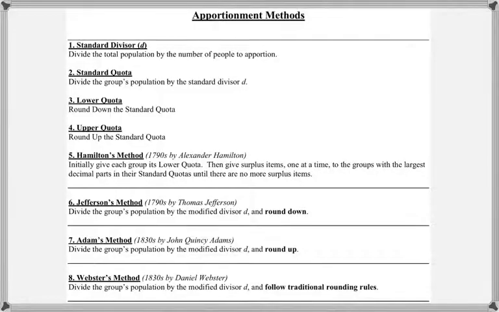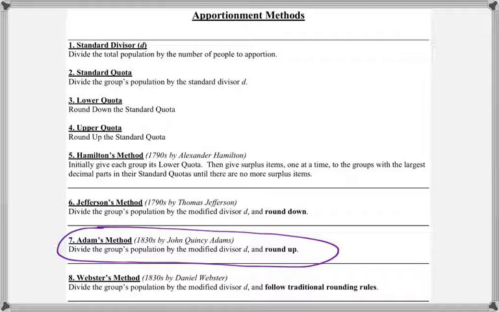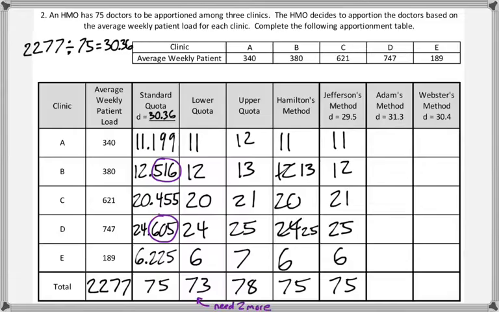Now we are starting over again with Adam's method. So we need to divide the group's population by the modified divisor and then round up. So I'm going to take each of these numbers and divide them by 31.3 and then round up. And if you do this, you should get 11, 13, 20, 24, and 7. And these add up to be 75.